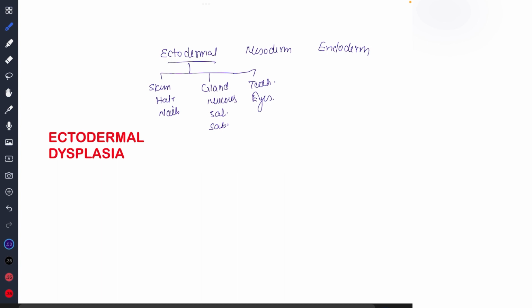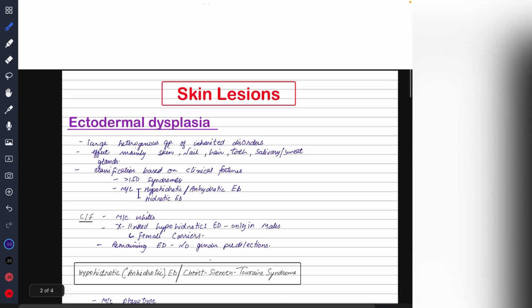In ectodermal dysplasia, our ectoderm layer undergoes dysplastic changes, and because of that, formation and maturation of these tissues and organs will be affected. In that stage, clinically, you will find defective skin, defective hair, and defective rest of the organs. So let's just understand what is ectodermal dysplasia.